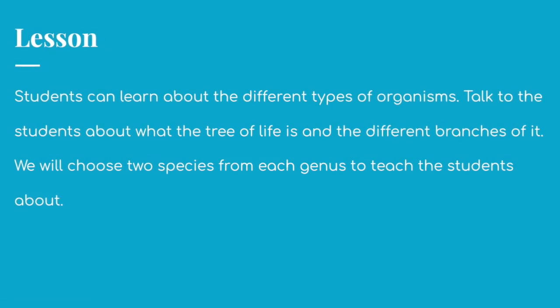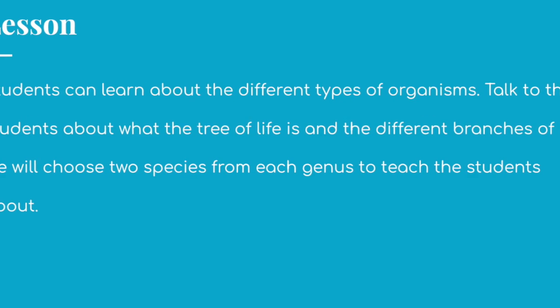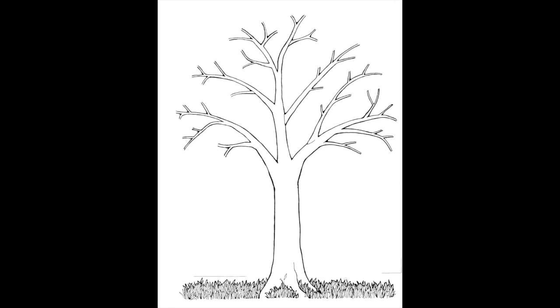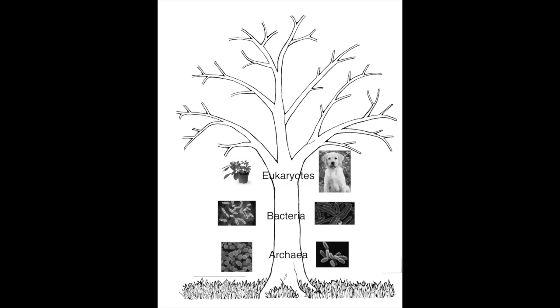If we were to teach this lesson to an elementary classroom, we would begin by explaining the tree of life. We would explain each branch of the tree, archaea, bacteria, and eukaryotes, and show the different organisms that live within it. Students will then be able to make their own tree of life. A template of a tree will be given to them along with 2 pictures of species from each branch. Students will have to write each branch next to the tree and be able to place each picture of the species in the correct branch.